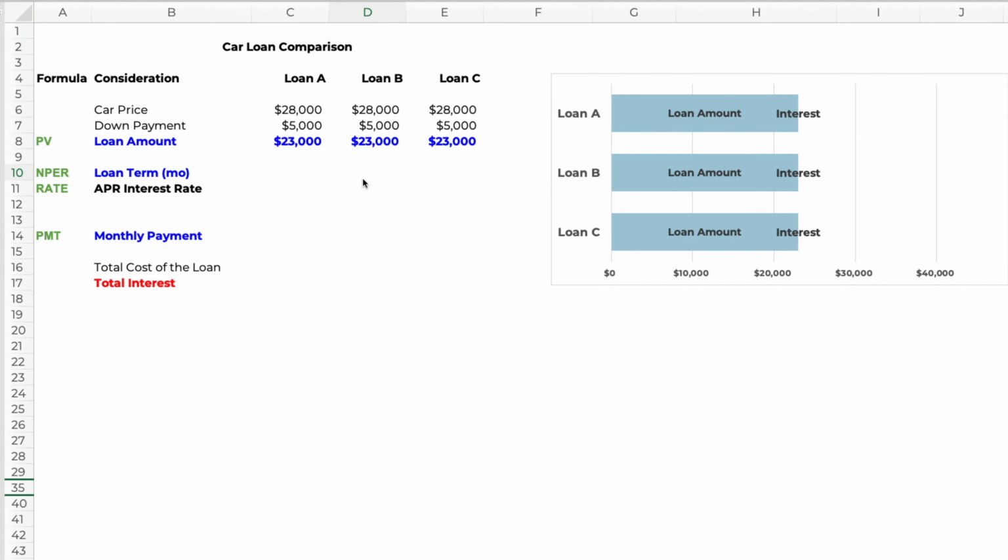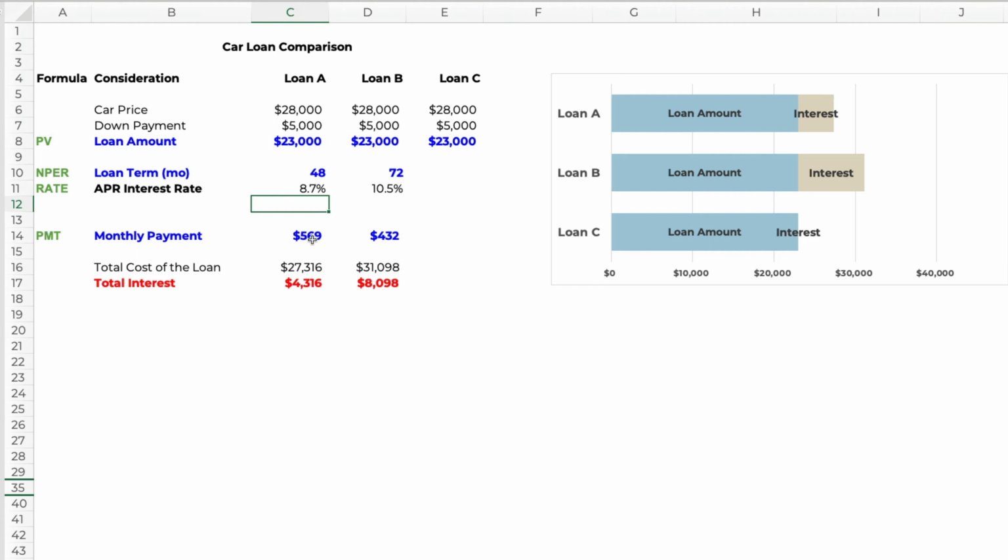We have 3 loans here for $23,000. Loan B is for 72 months with a 10.5% APR interest rate. Now the monthly payment will be $432 with a total cost of the loan over $31,000 and total interest over $8,000. Now if we have loan A with the same loan amount, but the loan term is cut to 48 months with an 8.7% interest rate, the monthly payment would be higher, $569.